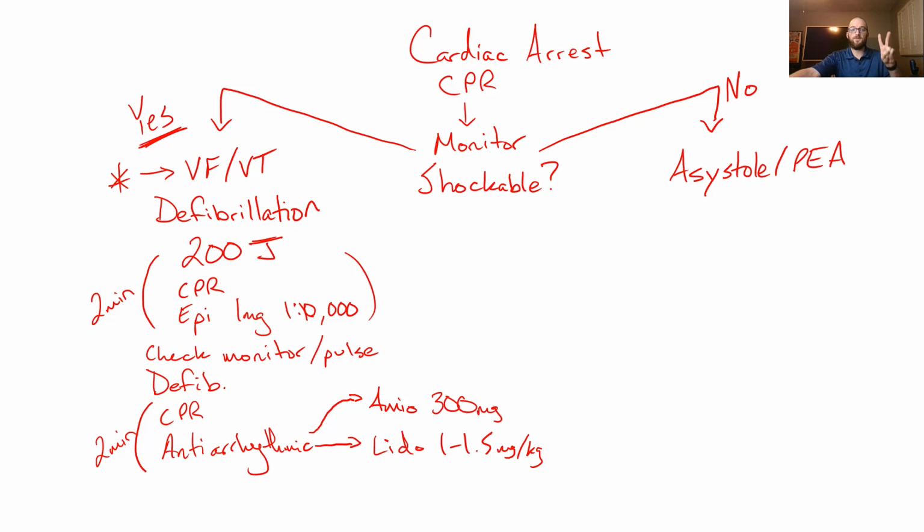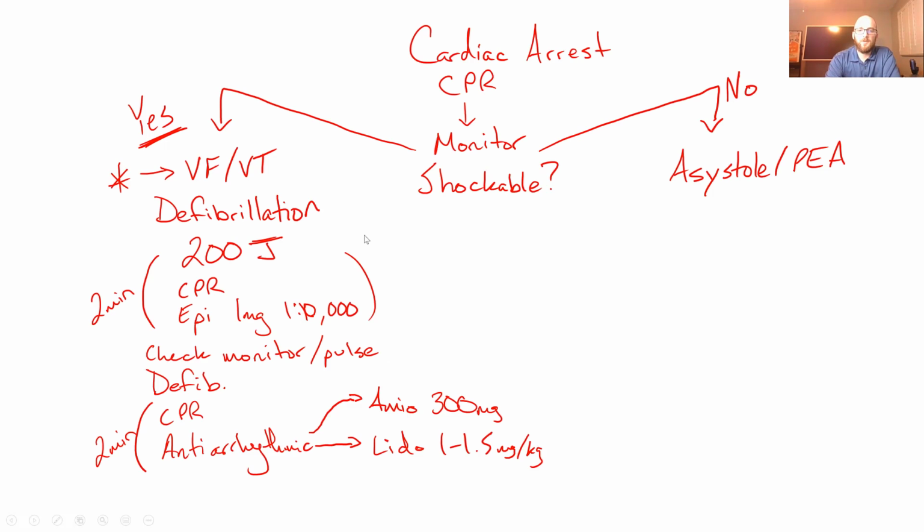The kicker is if you do have both, lidocaine and amiodarone, and you're allowed by your protocols, you're allowed to just pick whichever one you want. Once you pick one for that patient, you have to stick with that antiarrhythmic for that patient. So you can't use amiodarone one round, then lidocaine the next round, then amiodarone again, and then lidocaine again. You pick your antiarrhythmic, and you stick with that one for that patient.